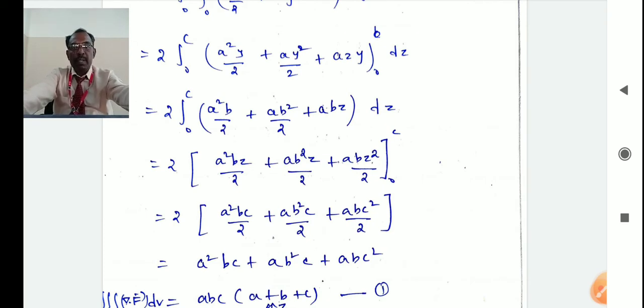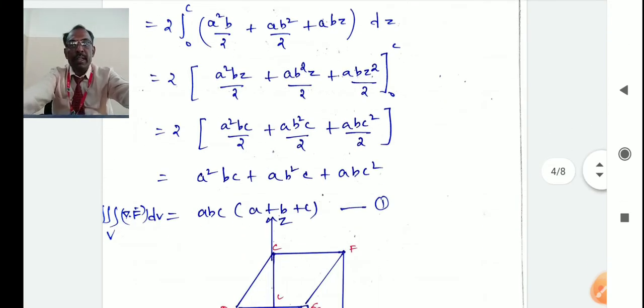The simplification of the above equation becomes triple integral over V of del dot F vector is equal to abc of (a plus b plus c), which is equation number 1. This is the RHS value of Gauss divergence theorem.